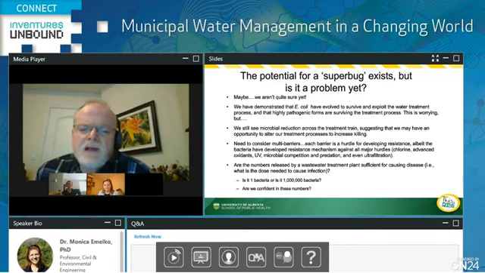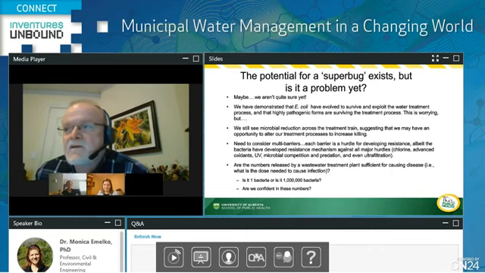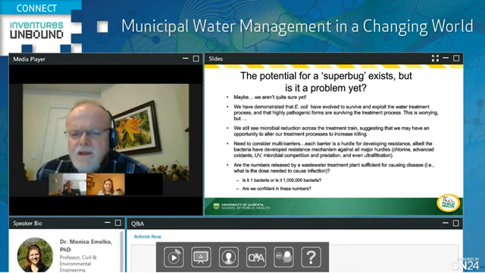We have demonstrated that E. coli have evolved to survive and exploit the water treatment process, and that highly pathogenic forms are surviving this treatment process. And it is extremely worrying. But we also still see microbial reduction across the treatment train, suggesting that we may have an opportunity to alter our treatment process to increase killing.